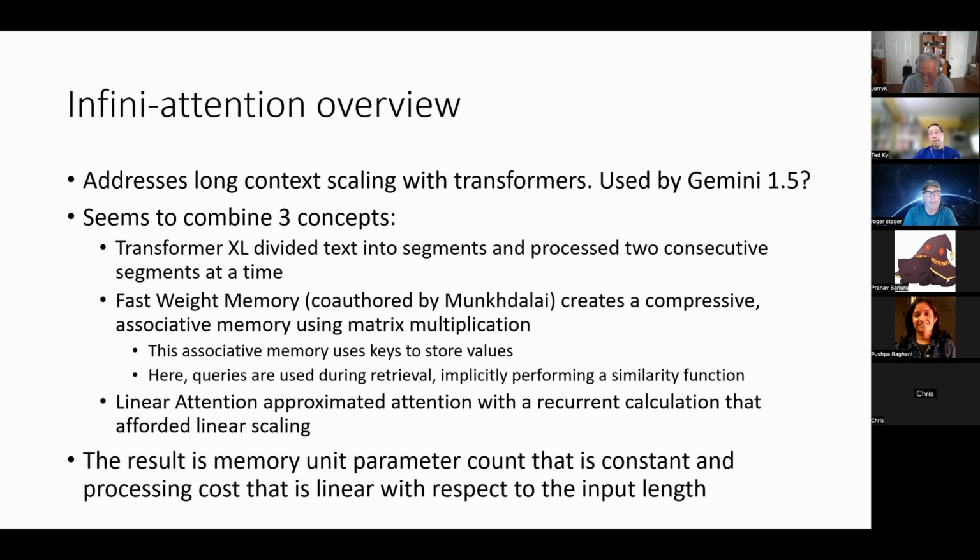There's this fast weight memory paper, and it was co-authored by the primary author of this paper, Munkdalai. So it looks like he took his fast weight memory from an earlier paper and incorporated it into this Transformer XL related concept. What that does is it creates an associative memory using matrix multiplication. It's very fast, and basically what you can do is present it with some key, and it'll pull out something if it matches that key. That's the general gist of it.